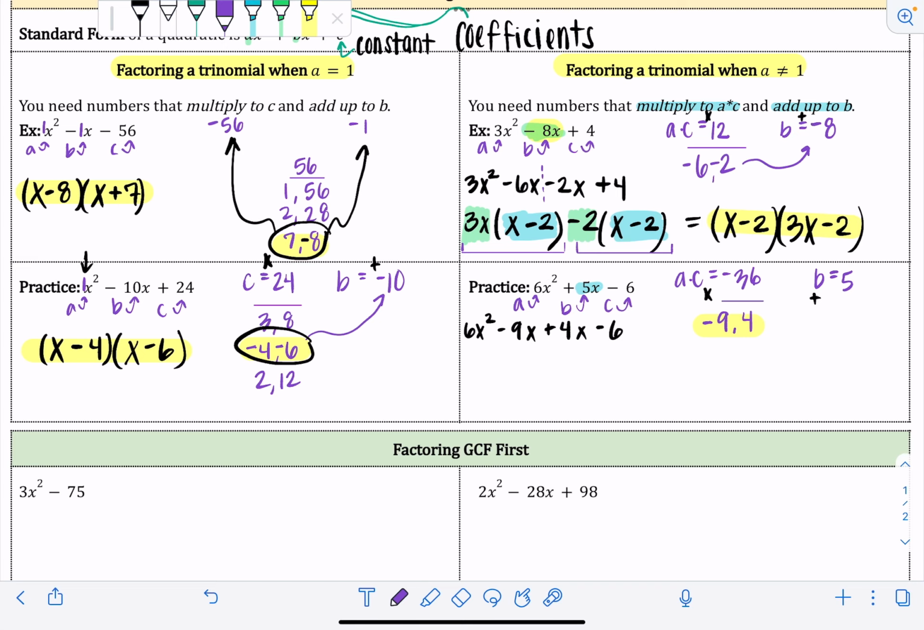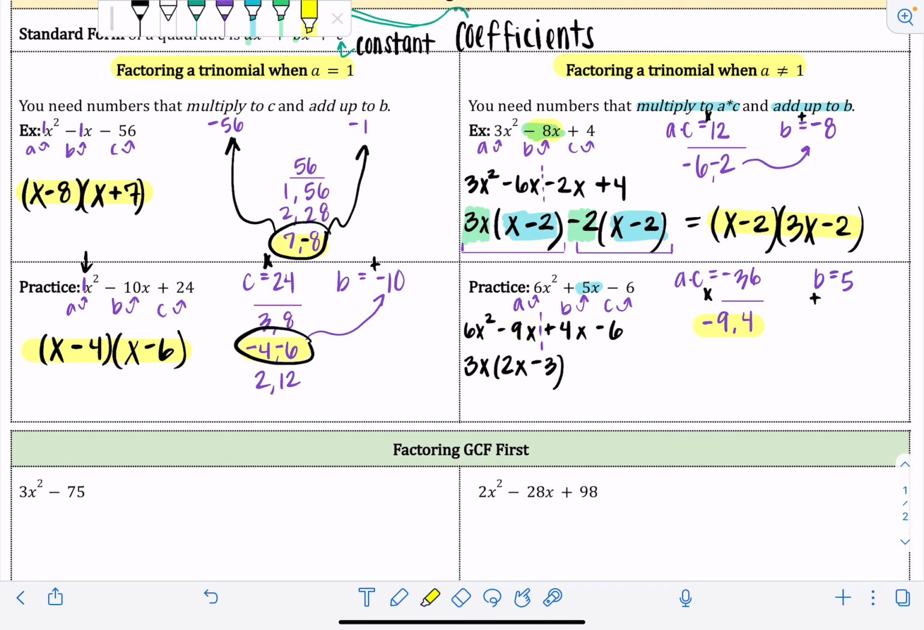So now we're going to split our expression in half and factor out the greatest common factor from each half. For the 6x squared minus 9x, I can divide both 6 and 9 by 3, and then I can also pull an x out of both. When I divide that 3x out of my 6x squared, it leaves me with 2x. And when I divide that 3x out of my negative 9x, it leaves me with minus 3.